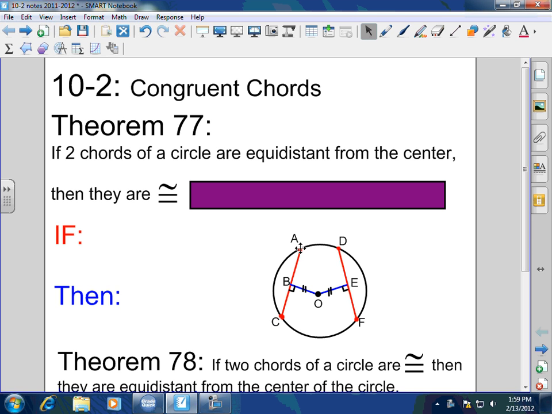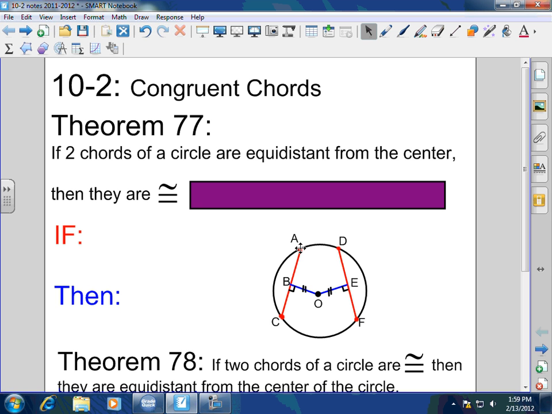Now, chords and diameters are totally different things. A diameter is a chord that happens to go through the center of the circle. But if a chord does not go through the center, it is not a diameter. It is simply a chord. So, what are we talking about here in relation to chords, not diameters?